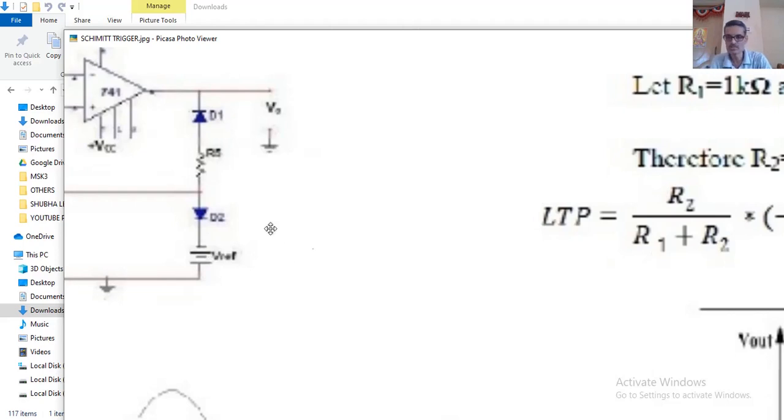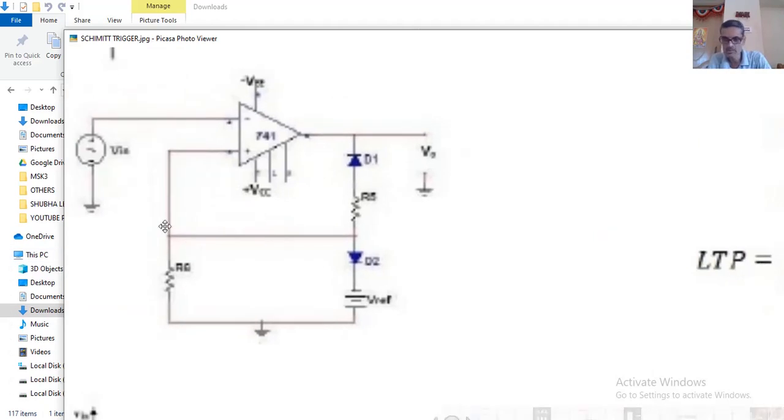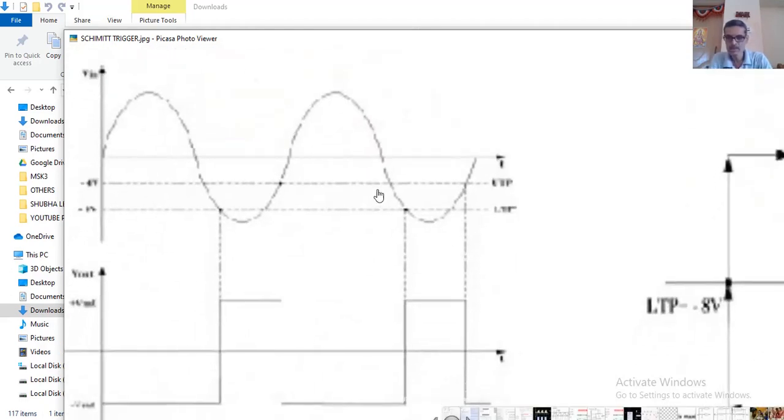So in this case, if the output is minus VSAT, the diode conducts, so the voltage across this resistor will be the reference voltage here. If it is plus VSAT, this will be reverse biased, and at that time this will provide the reference voltage here, and that should be equal to 4 volt. That means 4.7 minus 0.7 will be 4. That will be the lower triggering point that you can observe in the waveform here.